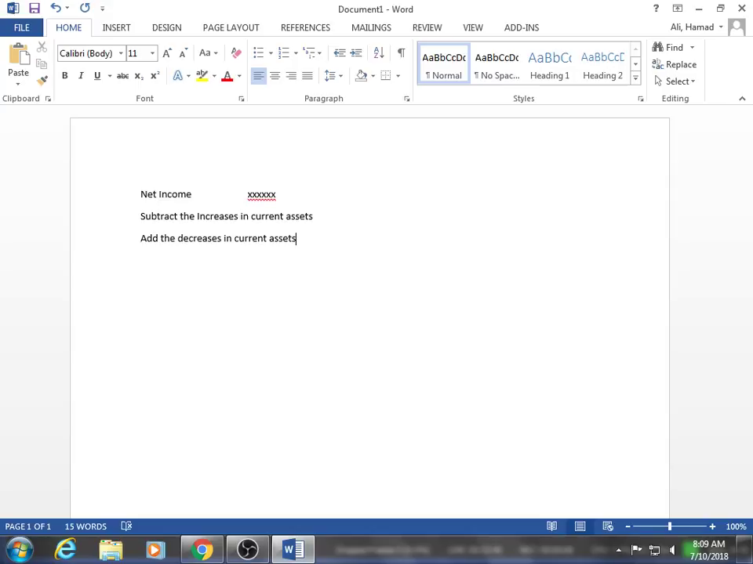All right, and then current liabilities is a mutual correlation. We say add the increases in current liabilities and subtract the decreases. It's a mutual correlation. Subtract the decreases in current liabilities.